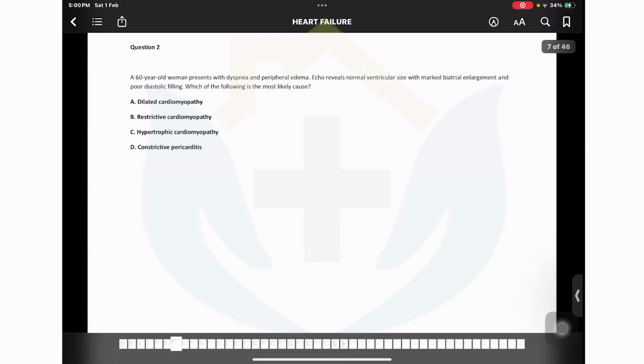Right-sided heart failure symptoms. Okay. Features of right-sided heart failure. Fine. And is there anything normal? Normal ventricular size, but marked biatrial enlargement on echocardiography. Okay. So that is also very important to remember, the echo findings.